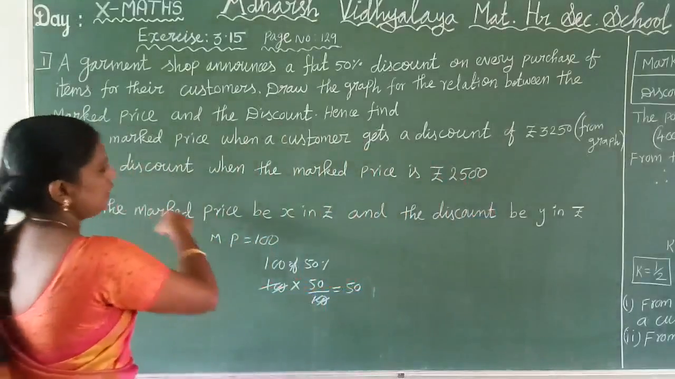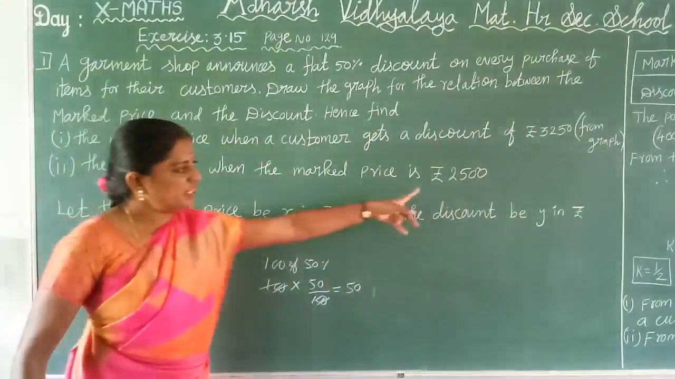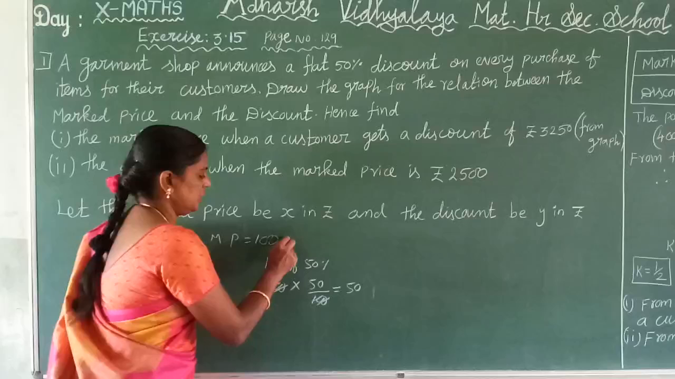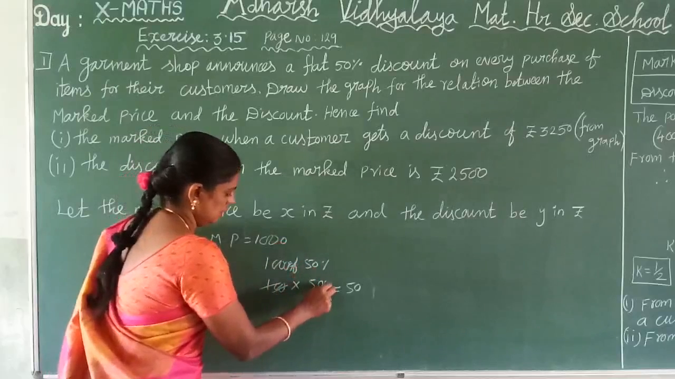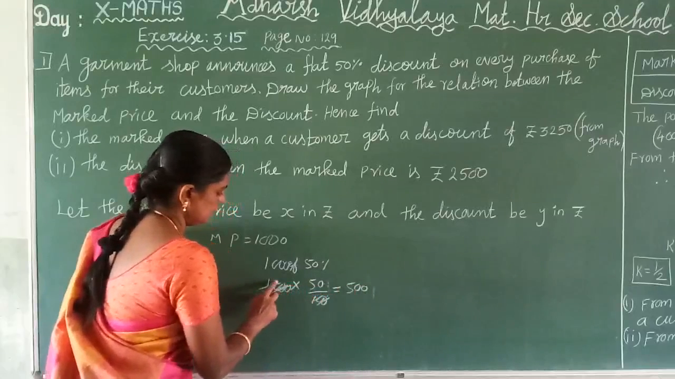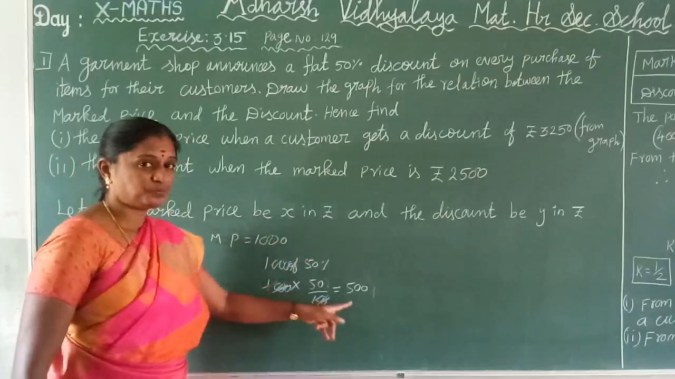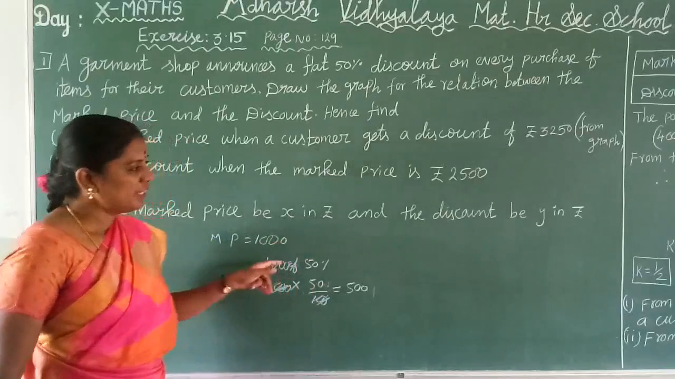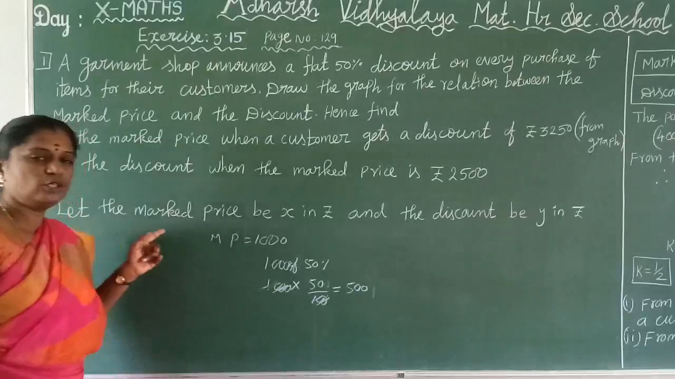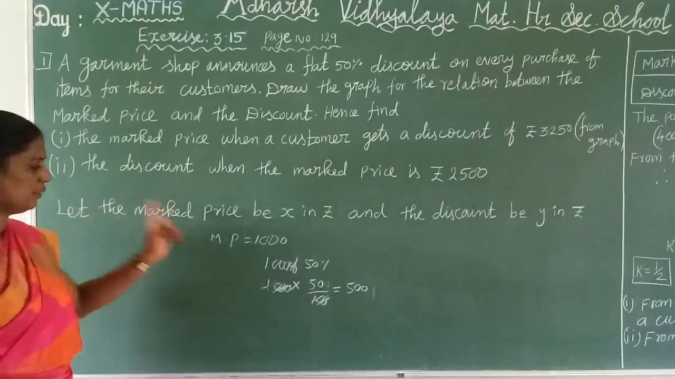The discount you want to find. And for the discount 3250, the market price you want to find. So a 1000 range is given here, so we consider 1000, 2000, 3000. Here 1000 means 50%, 500. 2000 means 1000. 3000 means 1500. Why do we consider 1000, 2000, 3000? Because a 1000 range is given in the question. Depending on the question we select the amounts.